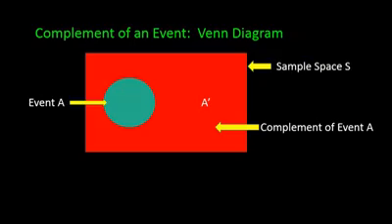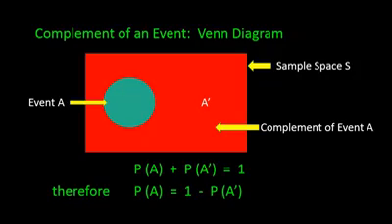And finally, the sample space S is defined as everything contained in the rectangle, both A and A prime. Since the sample space contains all the possible outcomes, both A and A prime, then the probability of A plus the probability of A prime must equal 100% or 1. And from this we can compute the probability of A using its complement. If the probability of A plus the probability of A prime is equal to 1, then the probability of A is 1 minus the probability of A prime, since they both have to add up to 1.